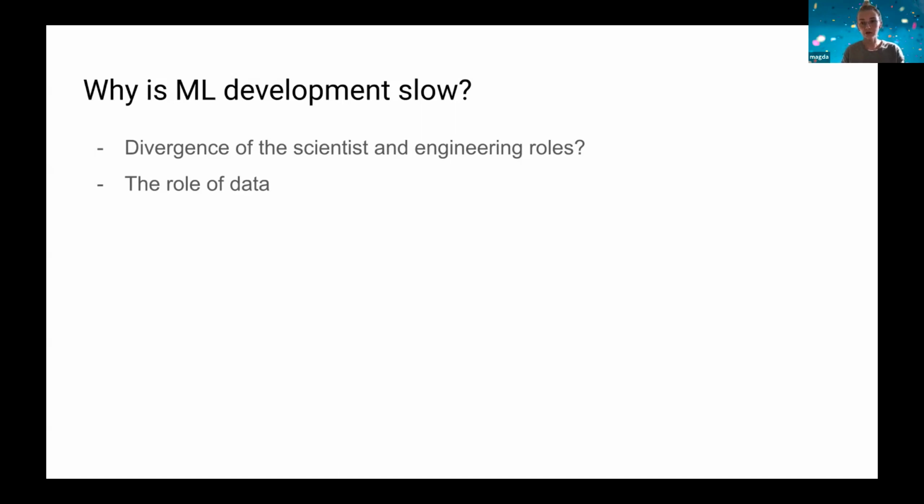Another reason for slow ML development is the role of data in ML. So where in traditional software, you would have the code, which is the absolute source of truth, and as long as you have a snapshot of that code, you would have a reproducible result. But in ML, you have much more than just code.